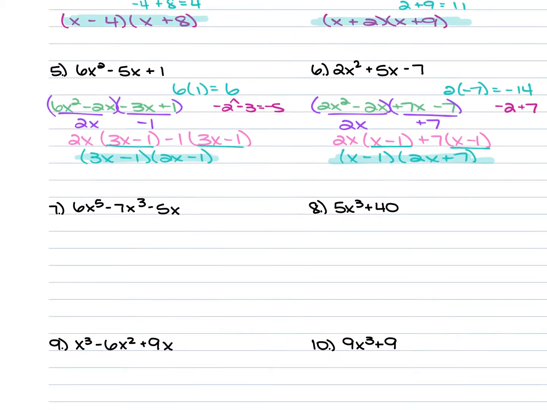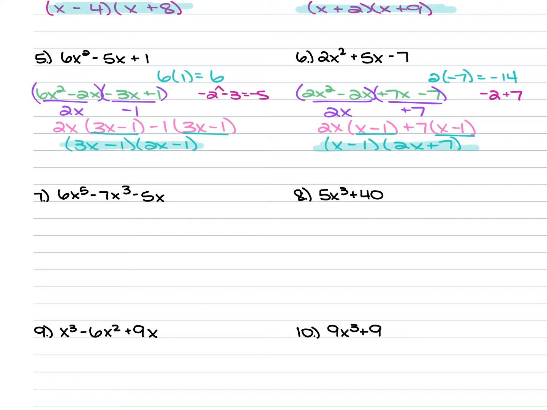For number 7, you have 6x to the 5th power minus 7x cubed minus 5x. You have a greatest common factor in this one, which is x. So we'll factor that out first. And you'll have x times 6x to the 4th power minus 7x squared minus 5.